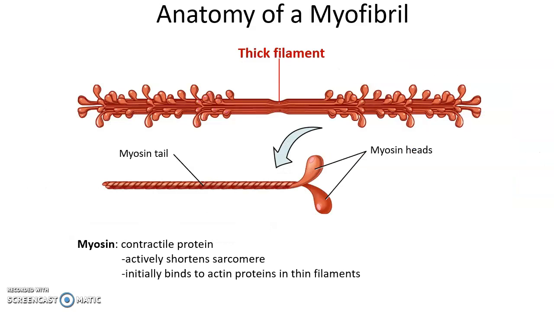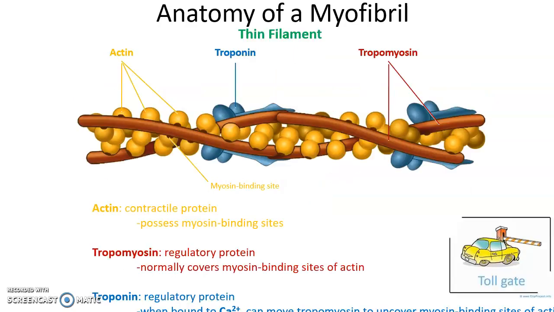Thick filament. Thick filament is made up of myosin. Lots and lots of myosin proteins make up the thick filament. The myosin proteins are contractile proteins, so they actively shorten the sarcomere. And they do this by initially binding to actin proteins in the thin filaments. So myosin proteins make up the thick filament, and myosin is a contractile protein that binds to the actin proteins in the thin filaments and actively causes the sarcomere to get shorter.